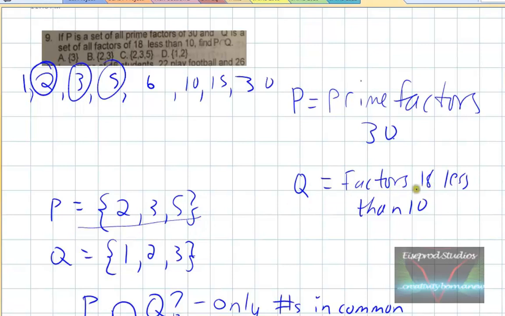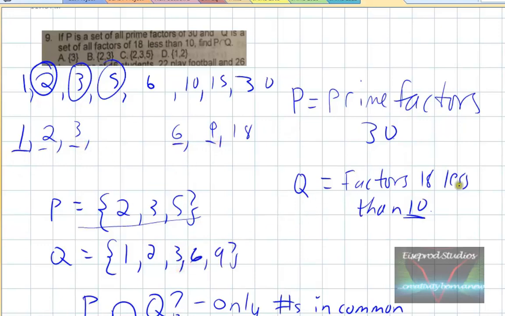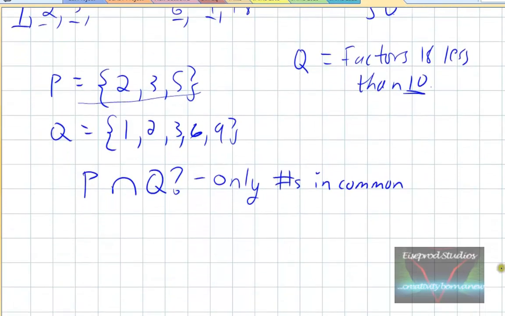Q wants to be the factors of 18 that are less than 10. So we do the same thing for 18. Write out 2 and 9, and then 3 and 6, and then we can't do 4 or 5, so this is it. And it wants those that are less than 10. And so I guess that would actually include 1, 2, 3, 6, and 9. Anyway, the whole idea is that we need to take P intersection Q.